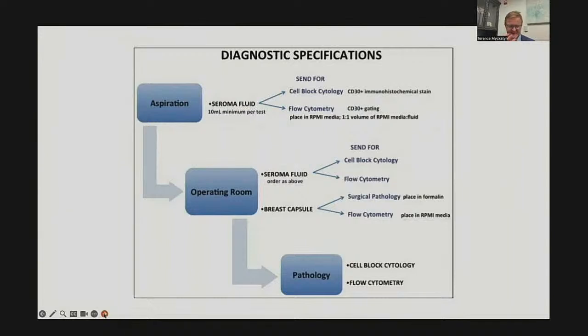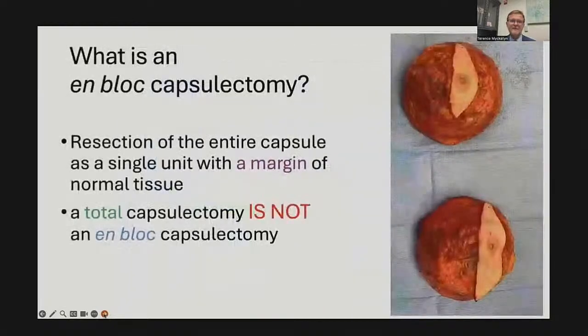So this is just a simple schematic. And just to take away from this, the importance of aspirating a fluid collection, or if there's a mass, trying to biopsy the mass before going to the OR, and making sure that you are sending this fluid for cytology, looking for the status of CD30 and ALK, performing flow cytometry on the fluid, and looking for whether there are CD30 positive cells or not. And then when you go to the operating room, to test the capsule with these tests as well, to test the fluid as well. So what is an en bloc capsulectomy?